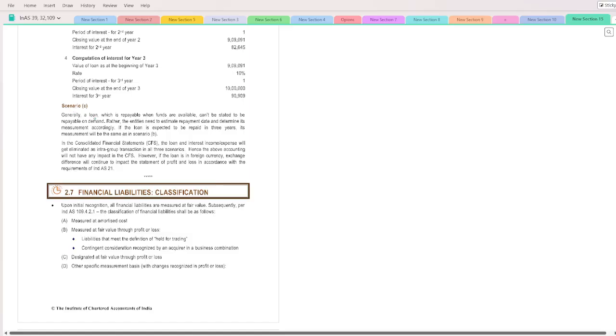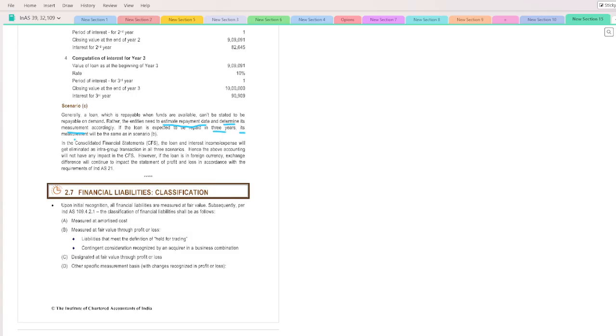So in scenario C, what they are saying is a loan which is repayable when the funds are available. So that means we don't know the time period by which the subsidiary will be refunding the money. So it cannot be stated to be repayable on demand. Rather, the entity needs to estimate. So here you need to apply the estimation. You need to estimate the repayment date and determine its measurement accordingly. If the loan is expected to be repaid in 3 years, then it will become scenario B.